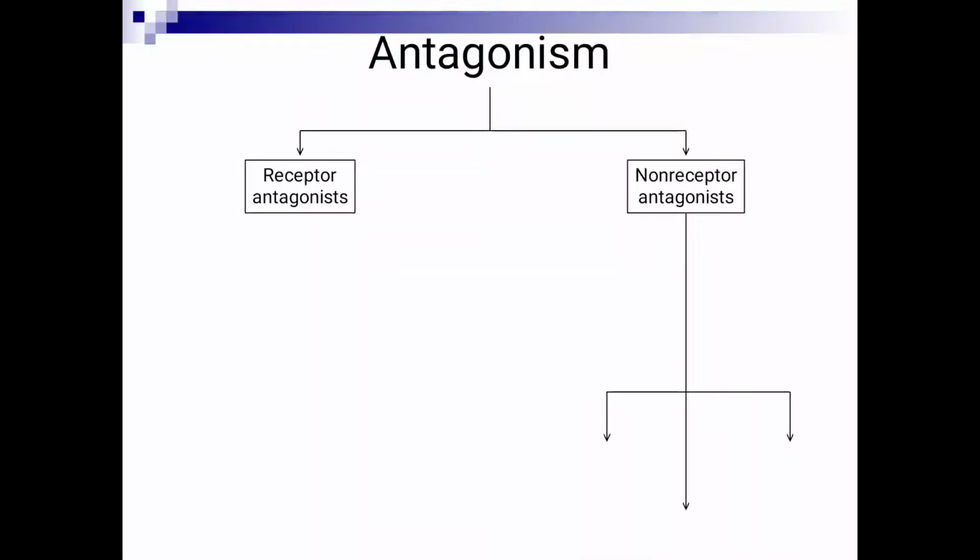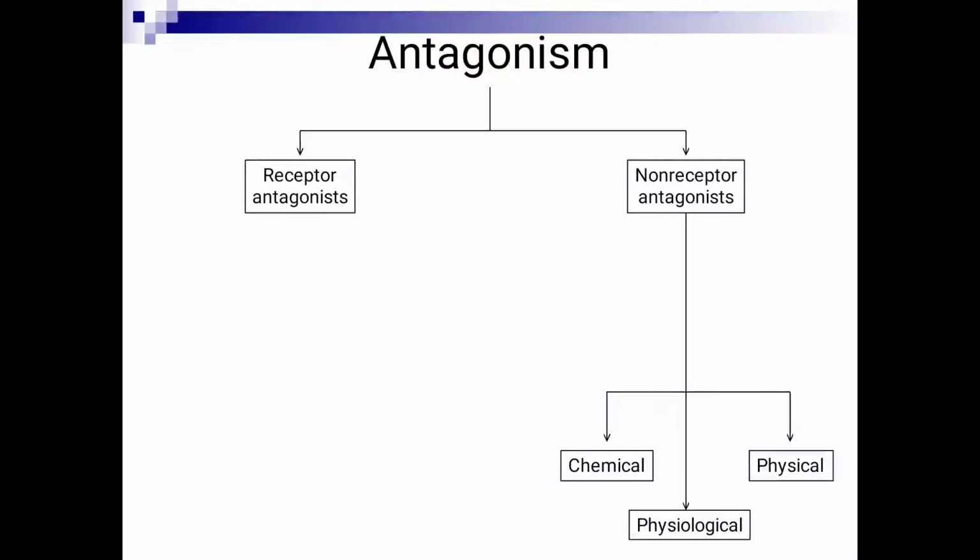In non-receptor antagonism, it can be chemical antagonism. Example of chemical antagonism is KMnO4 used for gastric lavage. Tannic acid used for gastric lavage is an example of chemical antagonism. Or chelating agents used in poisoning, metal poisoning, are also chemical antagonism. Physical antagonism means charcoal adsorbs the alkaloids. Charcoal which adsorbs the alkaloids is an example of physical antagonism.